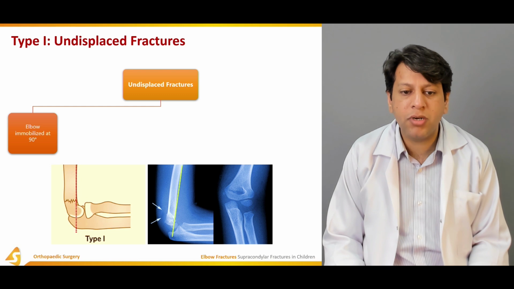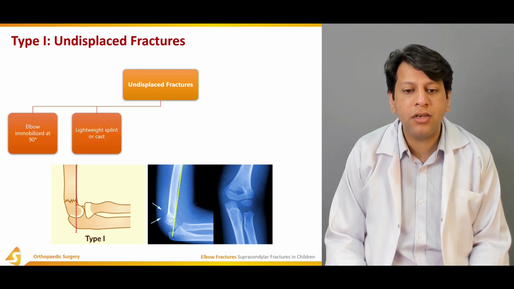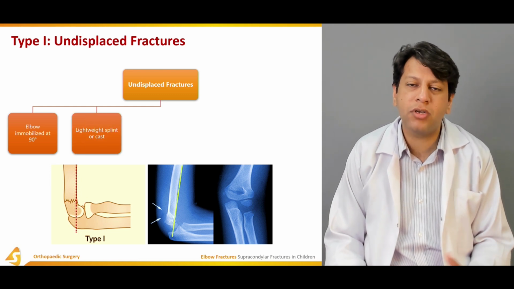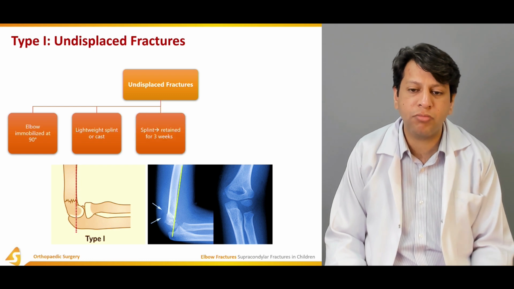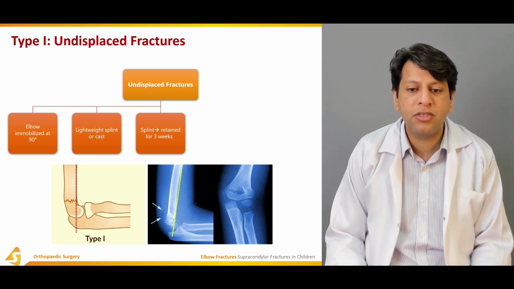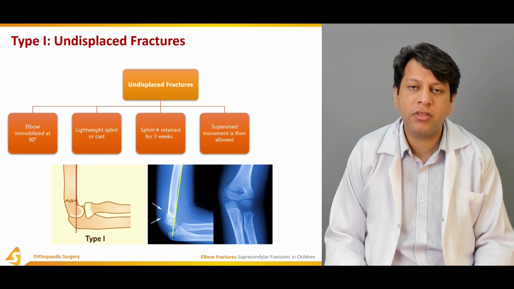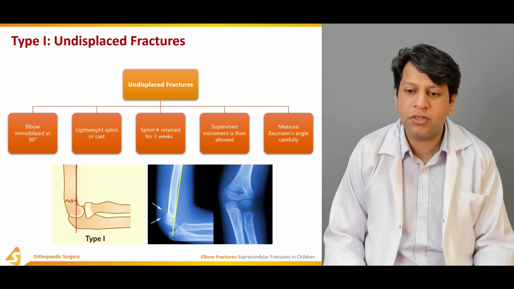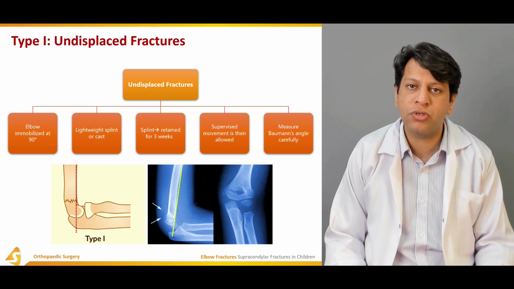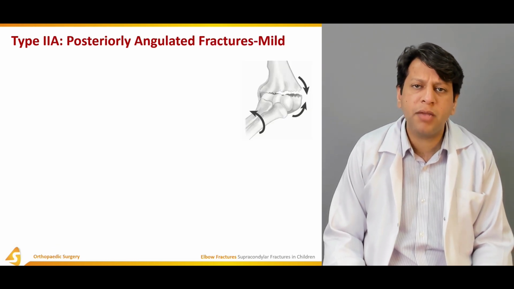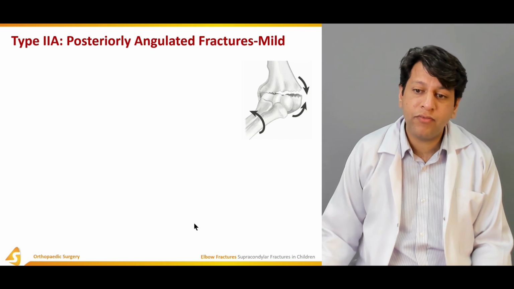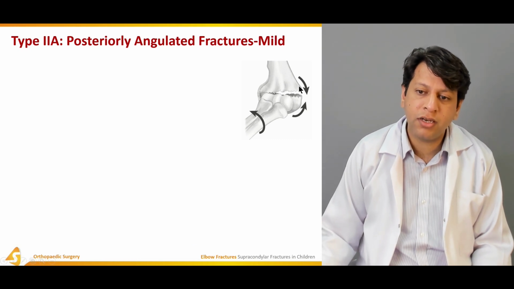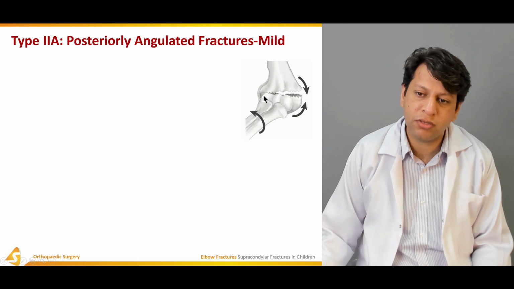In that case, the treatment is elbow mobilization at 90 degrees, a lightweight cast or splint, though a sling can also be used. The splint remains for 3 weeks, and after that the splint is removed, X-rays are done, and gradual range of motion at the elbow is started. If it's a type 2A fracture, what happens is that anteriorly the cortex is displaced, but posteriorly it's hinged over the periosteum.